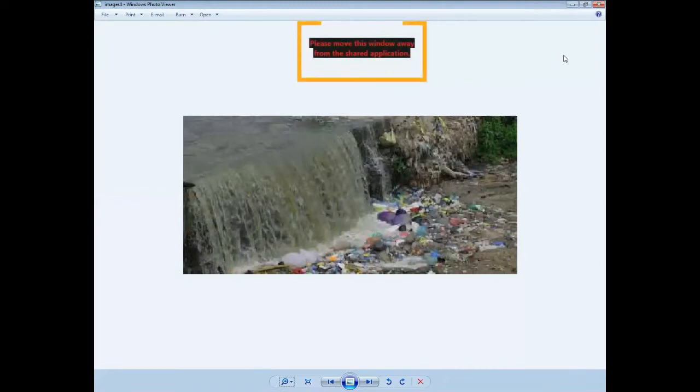Polluted soil reduces the land available for growing crops. It also destroys the habitat of the animals and the plants.